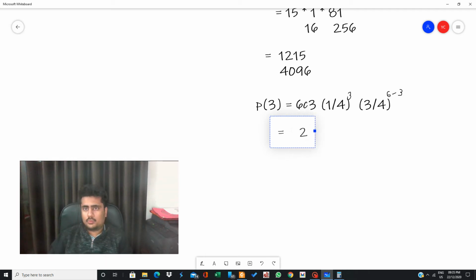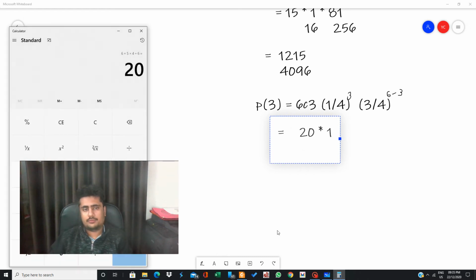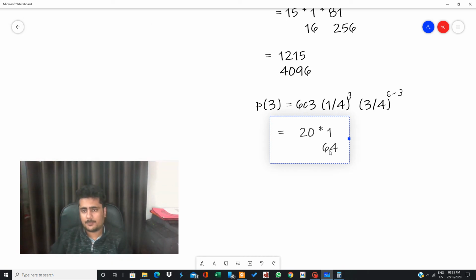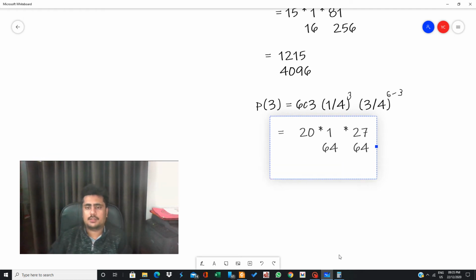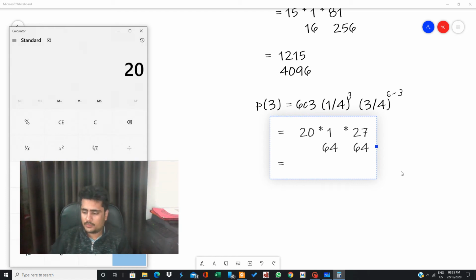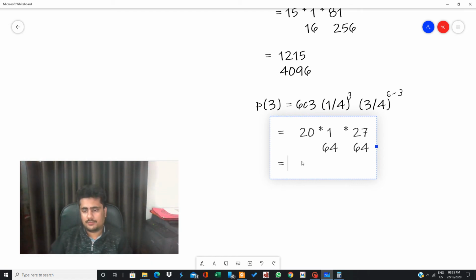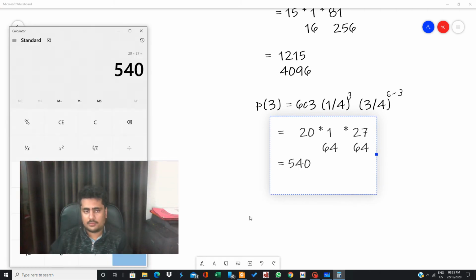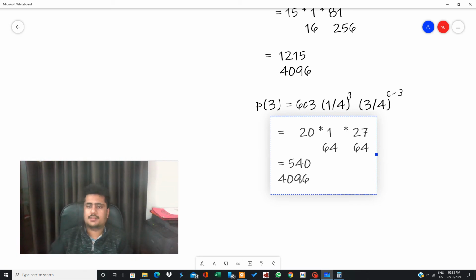So this is 20 into 1 by 4 raised to 3. So 1 upon 4 raised to 3 is 64. Into 3 cubed, 3 threes are 9, 3 nines are 27, upon 4 raised to 6, 4 fours are 16, 16 fours are 64. So this is 20 into 27. This is 540 upon 64 into 64. This is 4096 again.